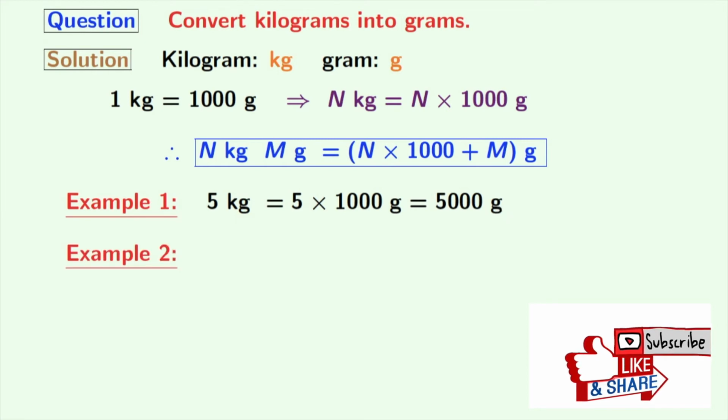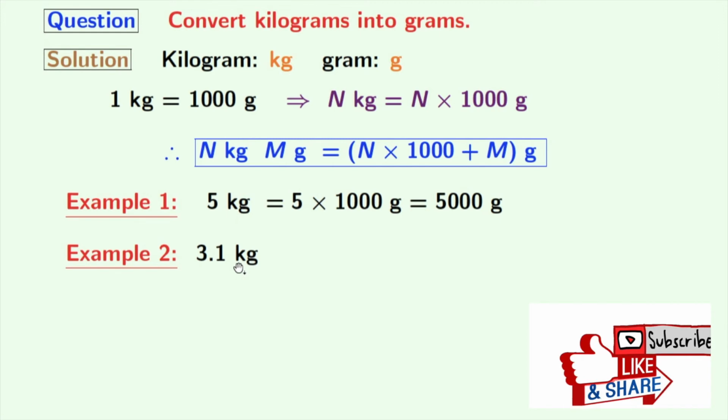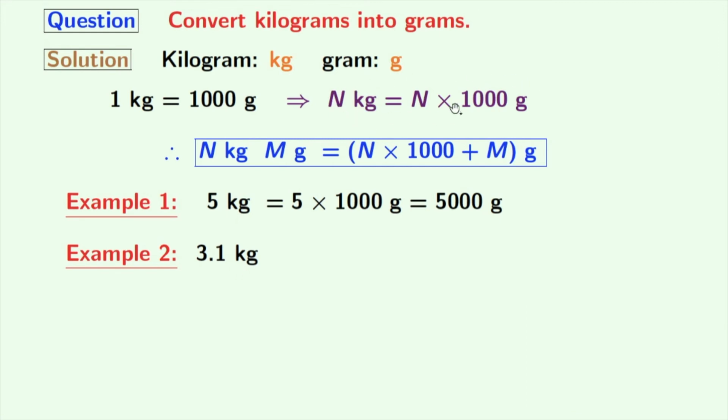In our second example, we have 3.1 kilograms. We will use this fact again. So, this can be written as 3.1 times 1000 grams, which is equal to 3100 grams.